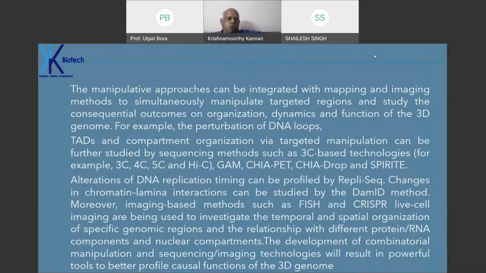Moreover, imaging-based methods such as FISH and CRISPR live cell imaging are being used to investigate temporal and spatial organization of specific genome regions and the relationship with different proteins, RNA components, and nuclear components. Combining manipulation and sequencing may result in better tools to profile causal disease.